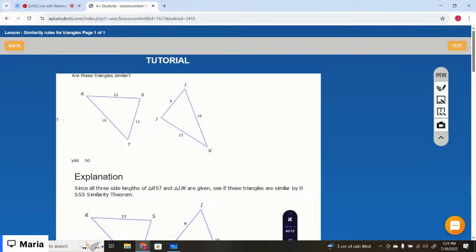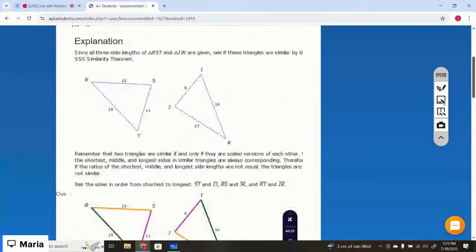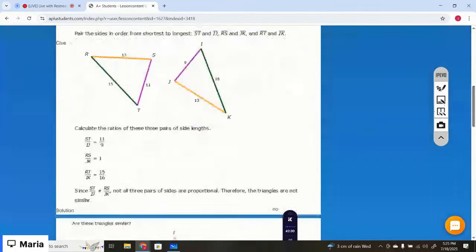Are these triangles similar? So we are given the triangles. We need to see if they are similar. Since all three sides of the triangles RST and IJK are given, see if the triangles are similar by the SSS similarity theorem. So just look at the sides.